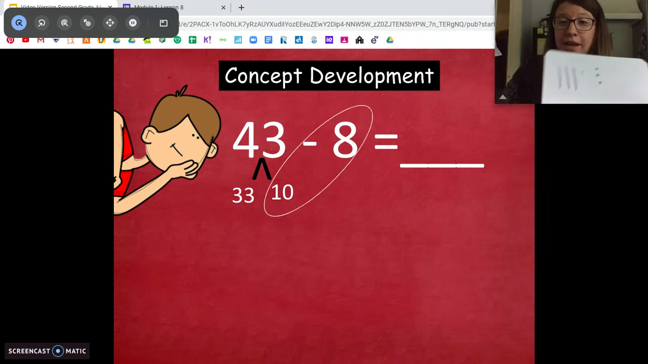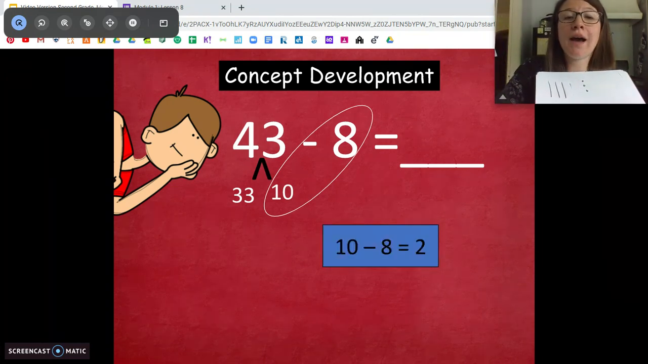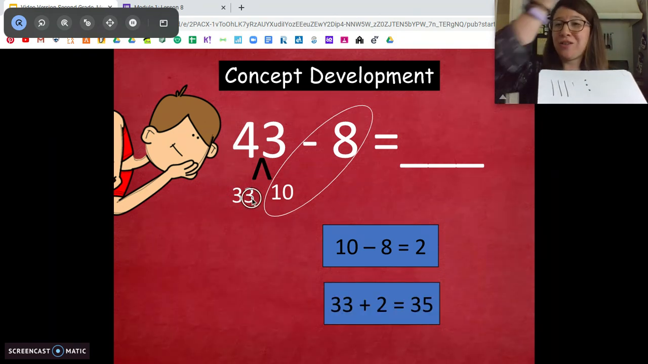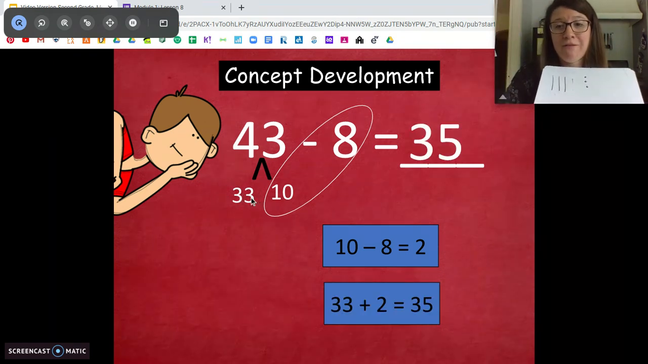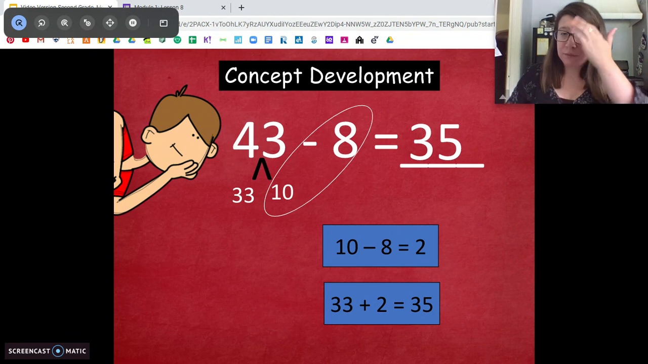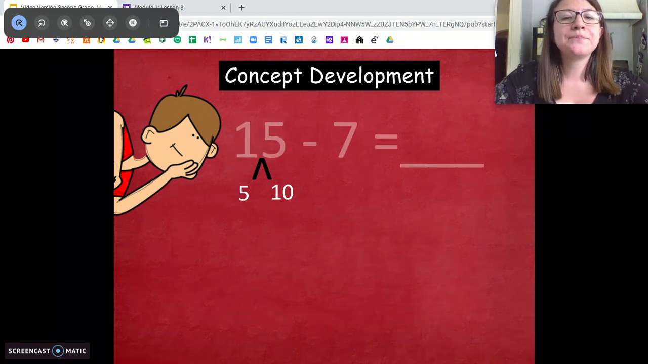Then I do the same thing I've been doing, 10 minus 8. Do that 10s fact. Now, I have a big number here, but it's still going to be easier to add. 33, 34, 35. Add on that 2, okay? Just because the number is bigger, we still have those same strategies that we can use to solve. You guys get this. All right, let's try again.